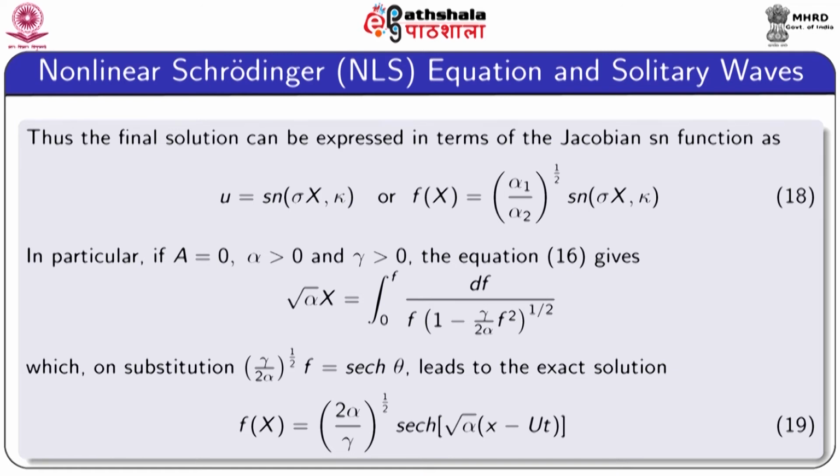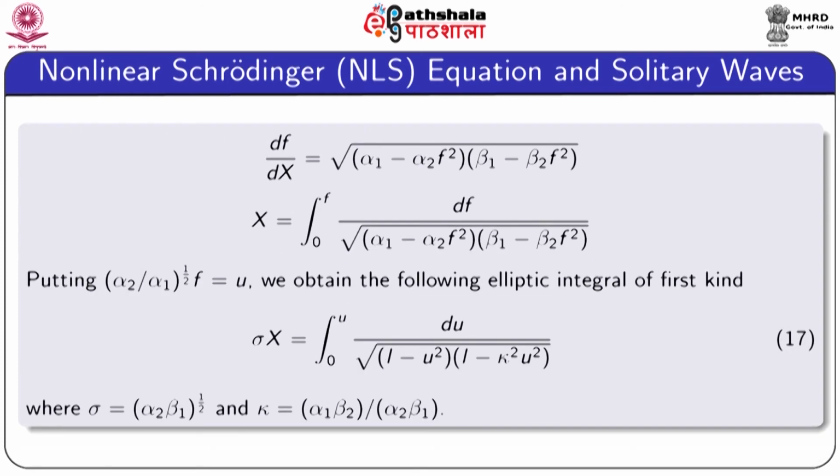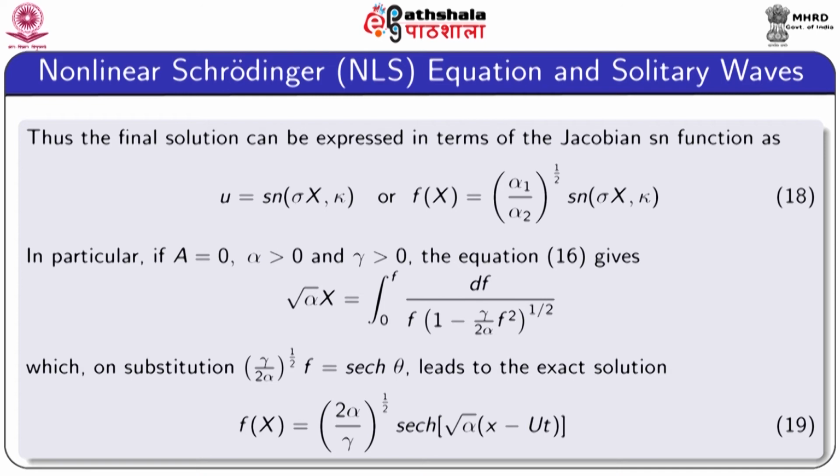Therefore, the solution f(x). So, what is f(x)? If you see the middle line here, f equals (alpha 1 by alpha 2) to the power half into u. So, using that we can obtain the value of f(x) as (alpha 1 by alpha 2) to the power half into this value of u. So, this is our required solution.